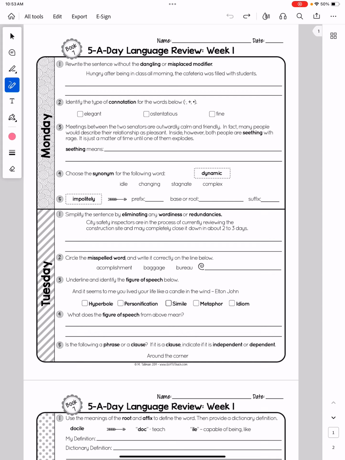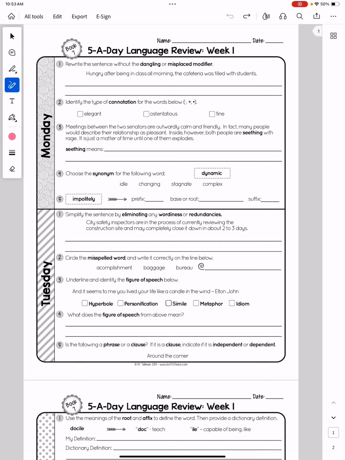Connotation, again, it can be positive, negative, or neutral. I think you guys mostly got that. That's positive, that's negative, that's kind of neutral. Number 3, anytime you see the word "means," it triggers you wanting to grab your dictionary or Google the word. I understand that. Hey, seething means, let's Google it. Let's pull out the dictionary or the thesaurus.